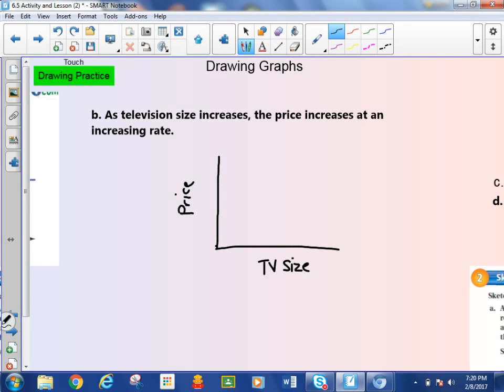It's going to be at an increasing rate. So it's going to increase at an increasing rate, not a constant rate. So it's going to kind of be something that looks like this. Okay, it's not like every TV goes up by a specific amount. It's just as it increases in size, it slowly changes over time. So you're going to have kind of a curved line for that scenario.